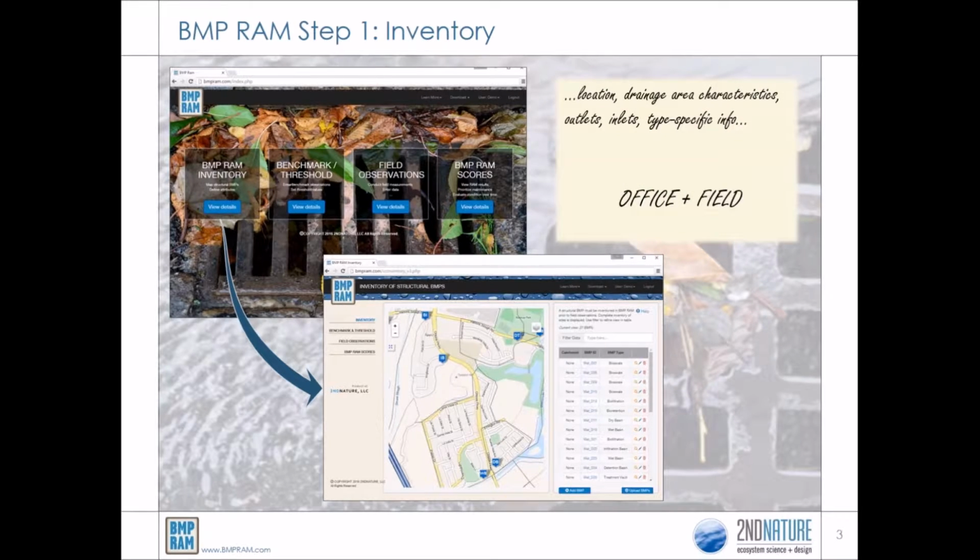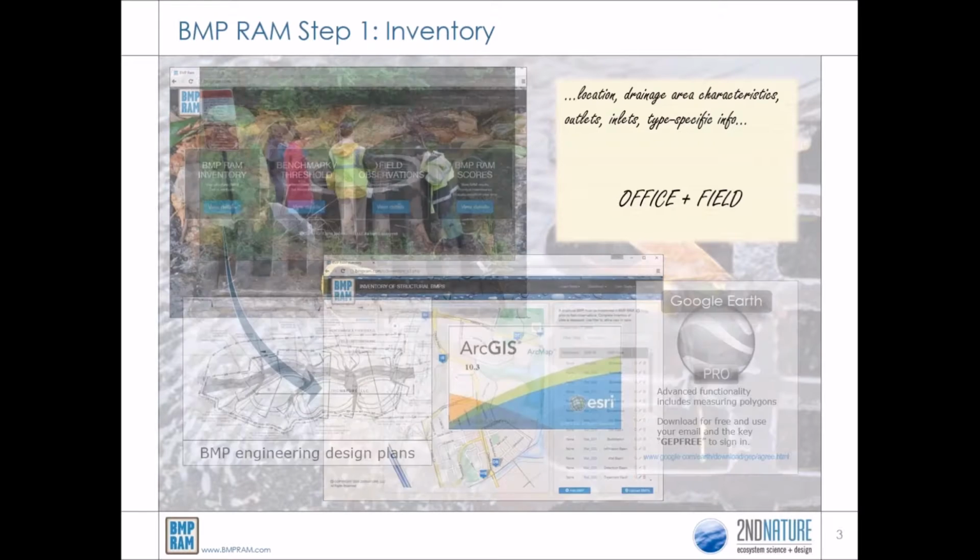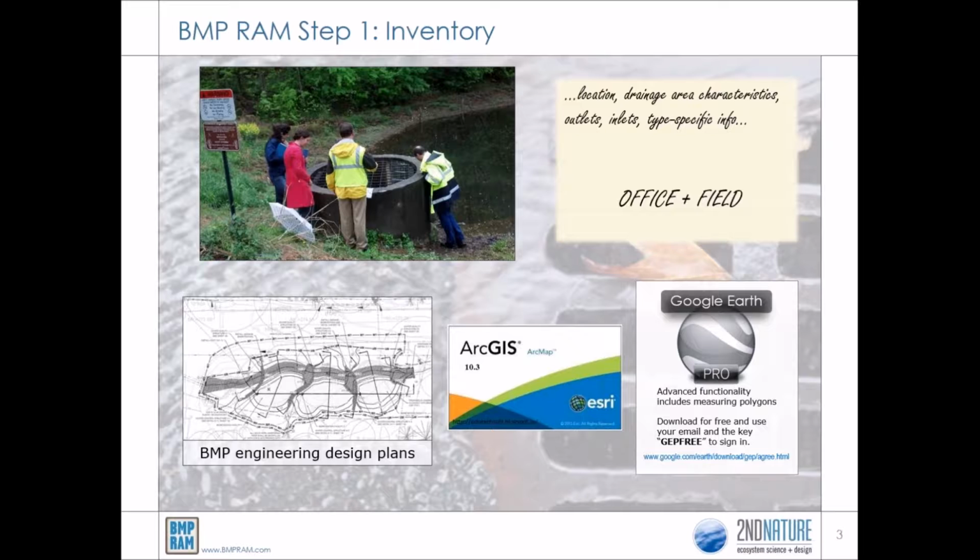The inventory information for each structural BMP includes location, BMP type, drainage area, the number of inlets and outlets, and a few design parameters specific to each BMP type. Users are also able to enter any pertinent notes as desired. The necessary inventory information will be obtained through a combination of field inspections and office work, and this balance will depend on the amount of as-built design information available to the user for each structural BMP.